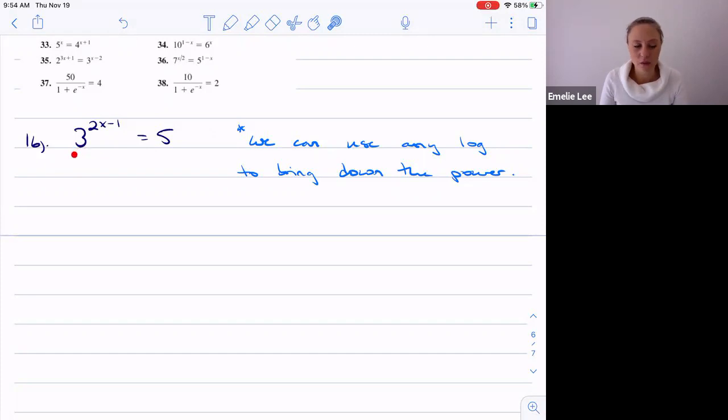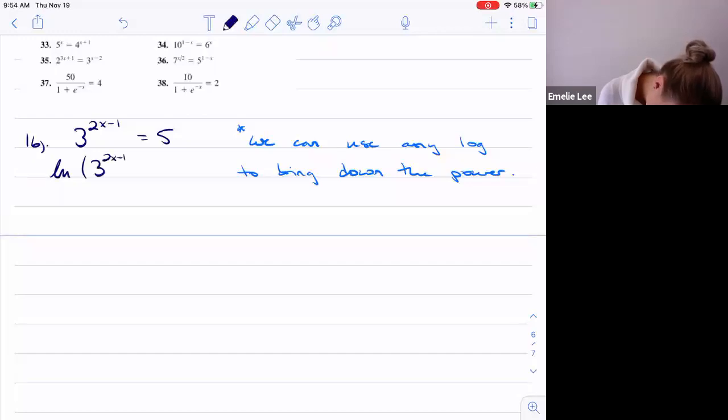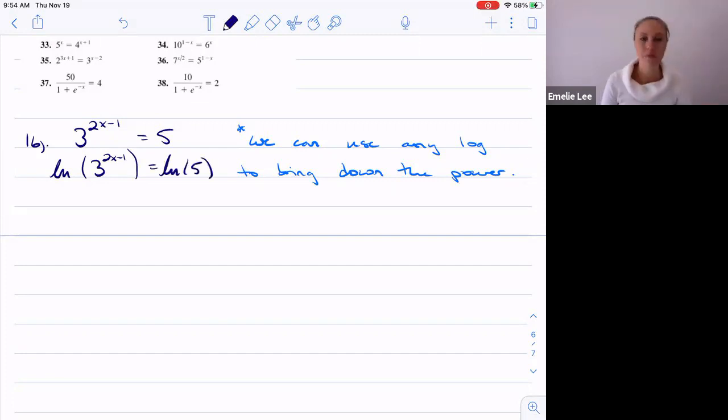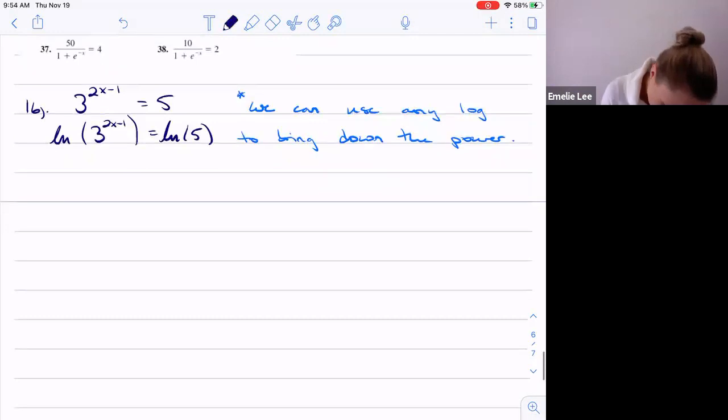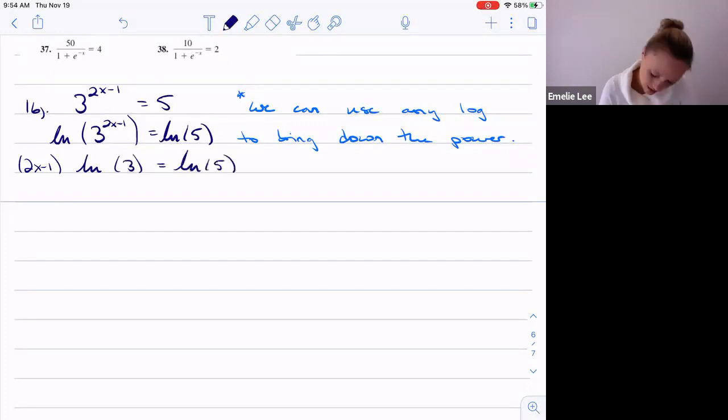But if I don't care about that, then what I can do, and most commonly, I just take the log of both sides, and by that I mean the natural log. So the ln of 3 to the 2x minus 1 is the ln of 5. 2x minus 1 is all in the power, so it all gets shifted downstairs, which is going to be 2x minus 1 times the ln of 3, which is the ln of 5.